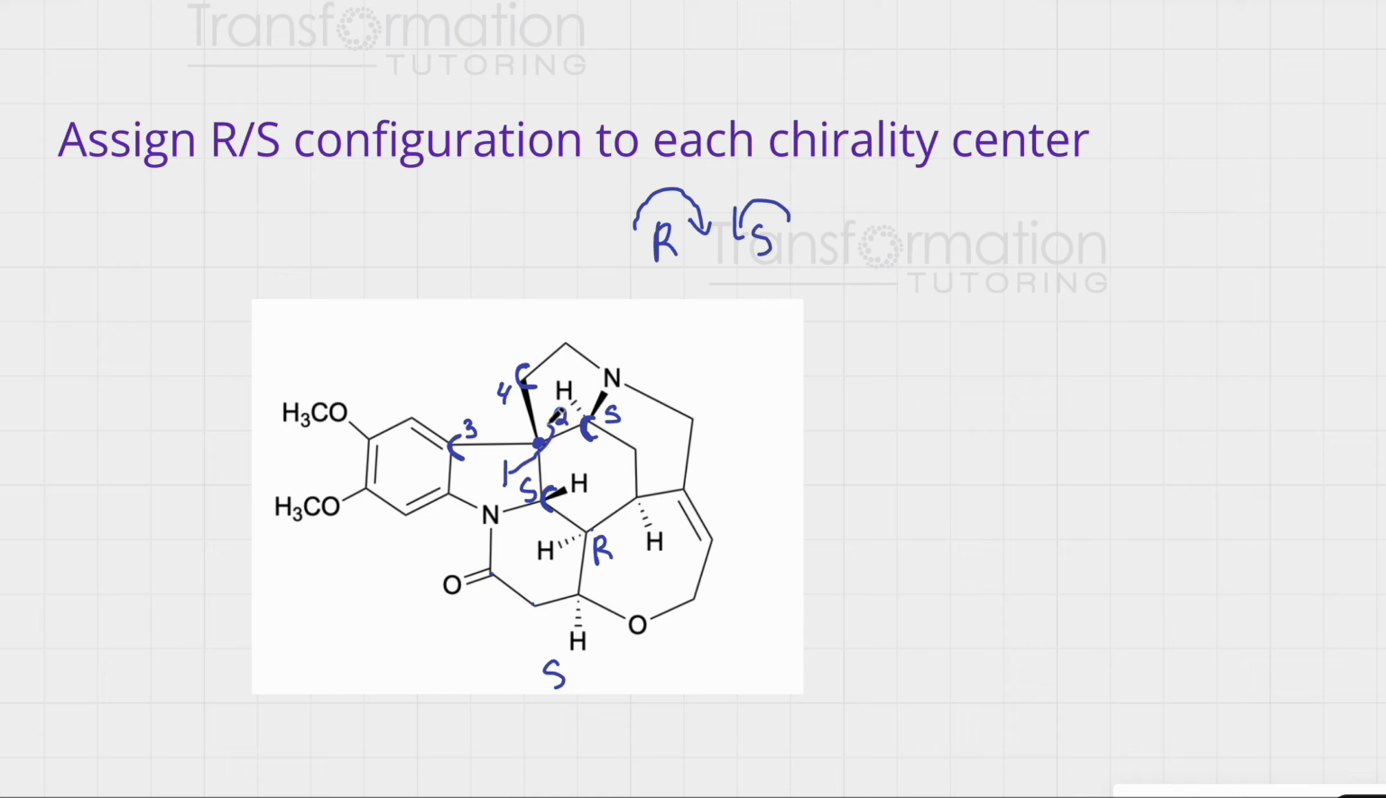Again, I connect my 1, 2, 3, and it looks like it's going in the counterclockwise direction to the left. So it looks like it's S, but because my group 4 is on a wedge and not a dash, I have to switch it. So this is going to be R. So let's go ahead and just write the correct stereochemistry.